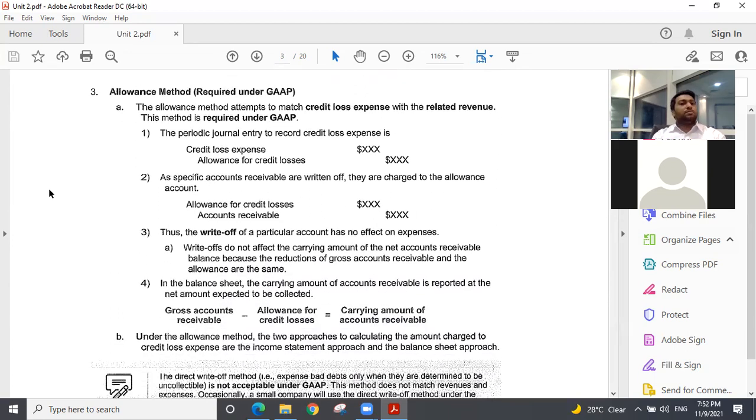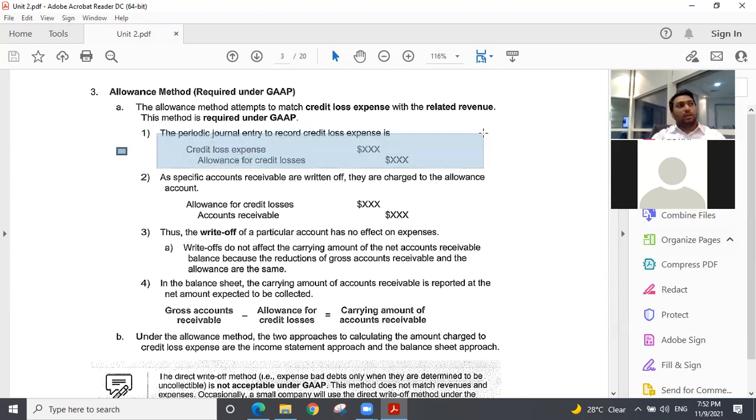Next comes the allowance method, which is required under GAAP. Here, the allowance method attempts to match credit loss expense with the related revenue. This method is required under GAAP. The periodic record: when you record the allowance provision for bad debt, your entry will be debit credit losses expense account, credit allowance for credit losses.